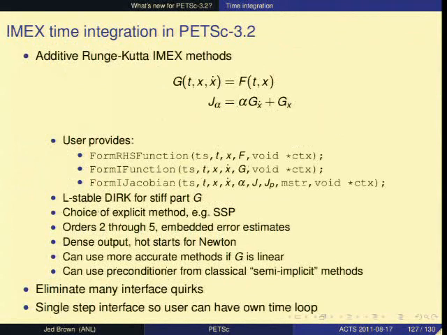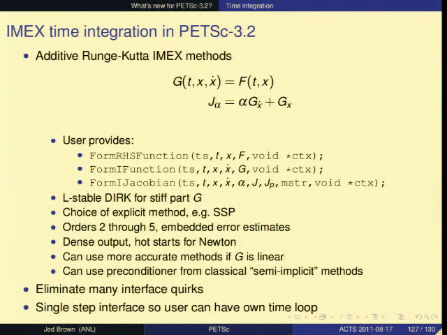We have IMEX methods now, and a much nicer interface if you have DAE problems. If you can write a possibly stiff system as some stiff part plus a non-stiff part, and then optionally you can provide a Jacobian with this predefined shift, then we can do these pretty neat IMEX methods. You can use any implicit method for this, but we have also implemented these additive Runge-Kutta methods. If you do ODEs, they're L-stable, which means they're good for very stiff problems.